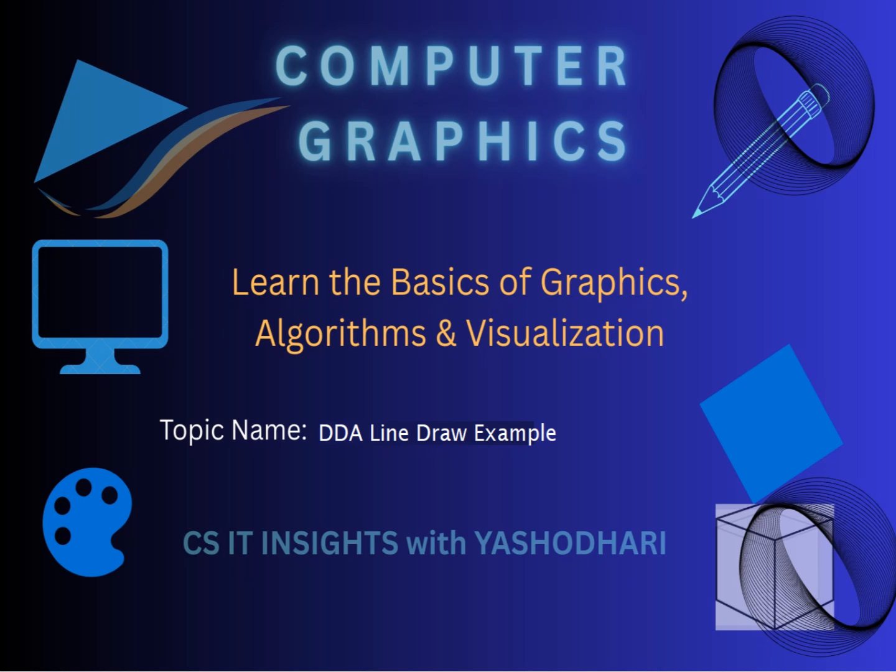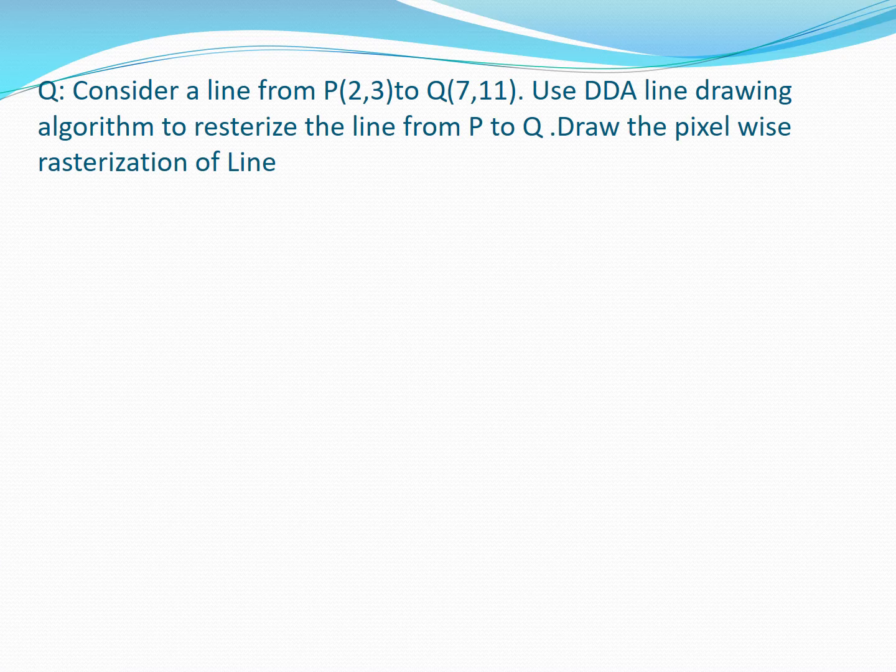In this video, we solve a problem on the DDA line drawing algorithm. With the example, we see how to draw a line using DDA. The question is: consider a line from P, given as 2 comma 3, that is x1 is 2 and y1 is 3, to Q, given as 7 comma 11, that is x2 is 7 and y2 is 11. So this is given. Use the DDA line draw algorithm to rasterize the line from P to Q. Draw the pixel-wise rasterization of the line.